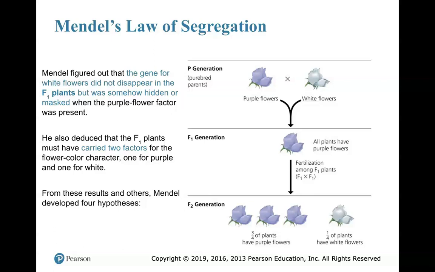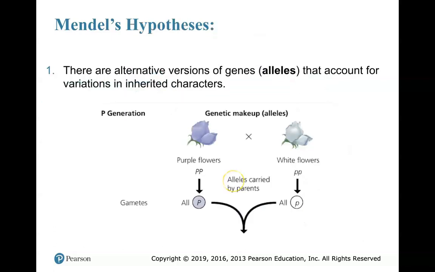From these results then, Mendel developed 4 hypotheses. So hypothesis number 1, there are alternative versions of genes. These are called alleles that account for variations in inherited characters. So here's my flower color, purple and white. These are alleles. They're different. They're coding for the same character, flower color, but they're different. So they are called alleles.